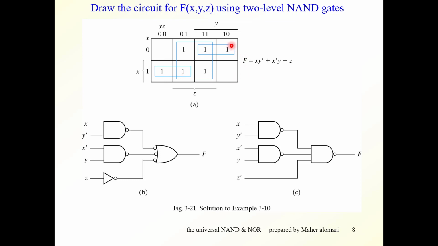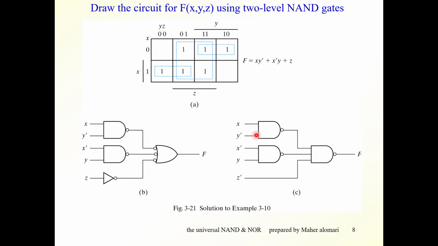And here we have another group which will result in this term here, x bar y. And this group, which is four minterms, will result in z. So we draw the logic for this one in AND logic and OR logic. This is an AND gate, and they are followed by an OR gate. We add the inverter here, here, here, and here, here, and here, and we get this circuit.